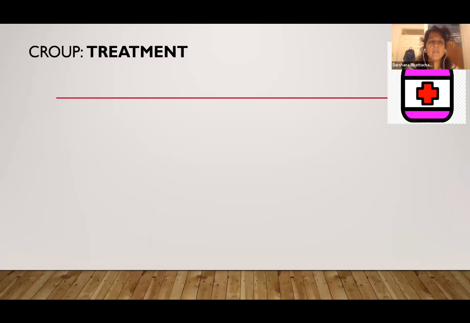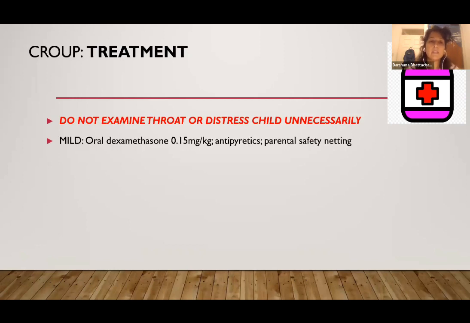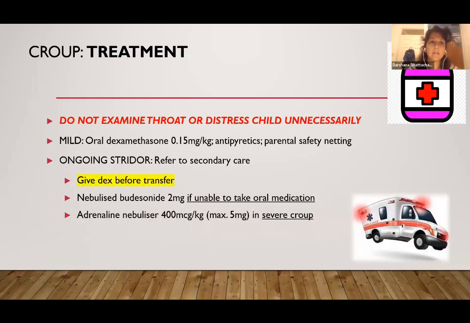So treatment-wise, if you have a child in front of you with stridor, we generally recommend not to examine the throat or distress the child unnecessarily because it can worsen the stridor. In mild illness, a single dose of oral dexamethasone at the standard dose that we have here is usually effective. If the child is febrile or in pain, antipyretics work, and giving good parental safety netting about when to come back to seek further help is also necessary.